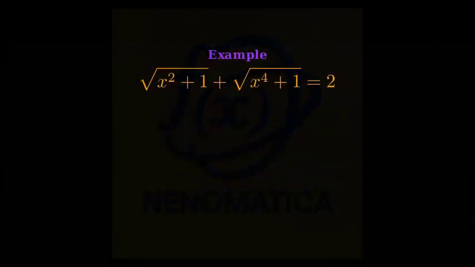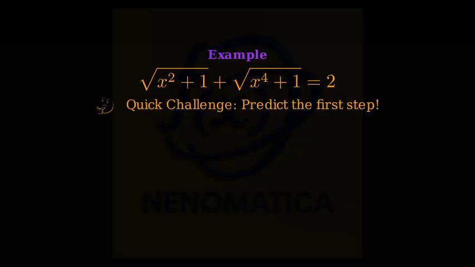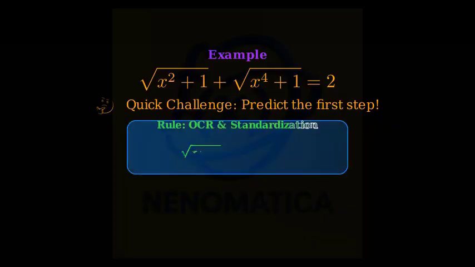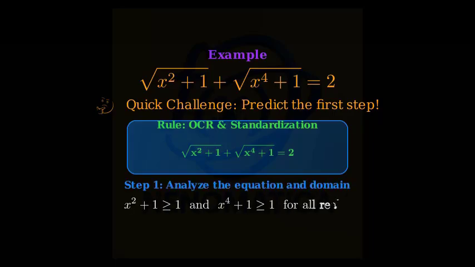Before we start, here is a quick challenge. Can you predict the first logical check we must make for this equation? Step 1. Perform careful reading and standardization. We treat the printed symbols as the bold LaTeX you see here, and we note that the square roots require non-negative radicands, which they already satisfy.